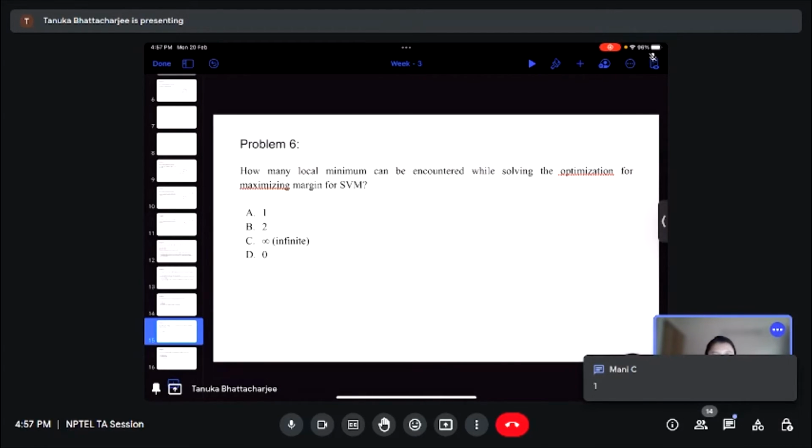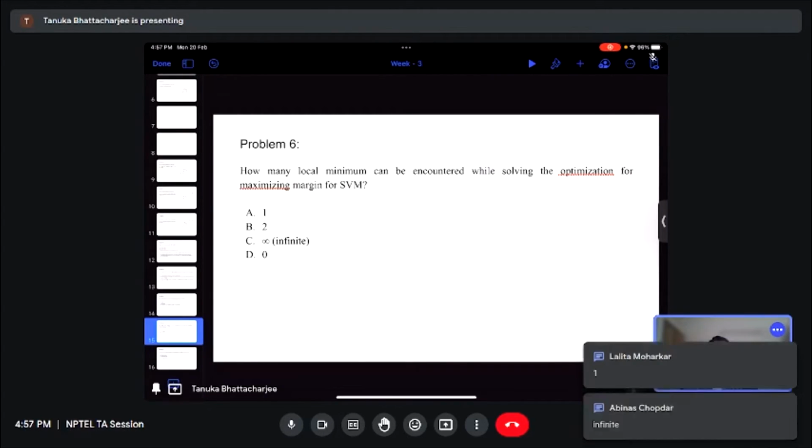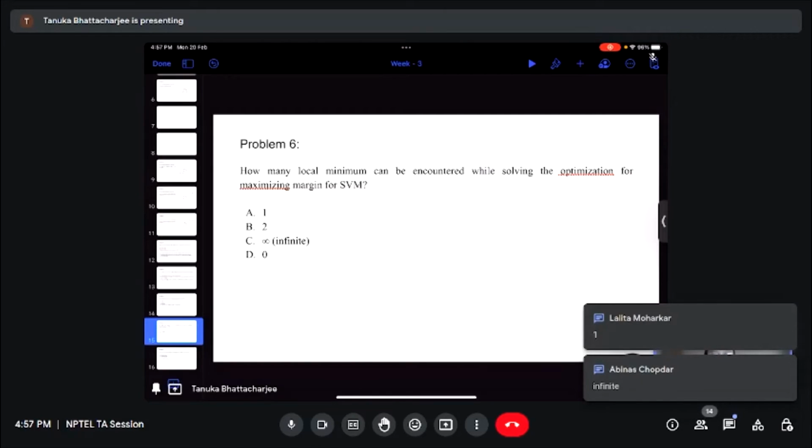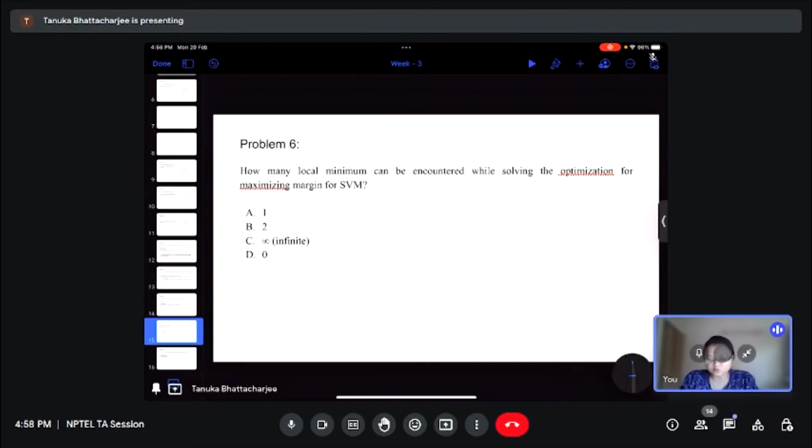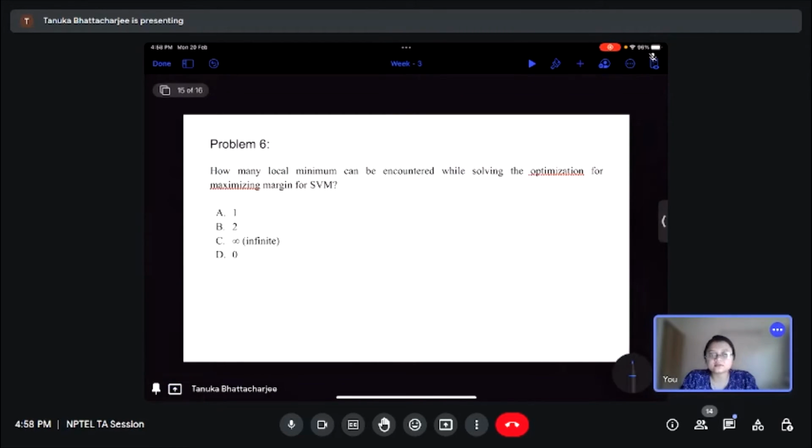Anyone else? Okay, yeah. Abhinash is saying infinite. Okay, Abhinash, can you speak up and tell us why you think it's infinite? Ma'am, yes, there can be one global minimum, but there can be a number of local minima.